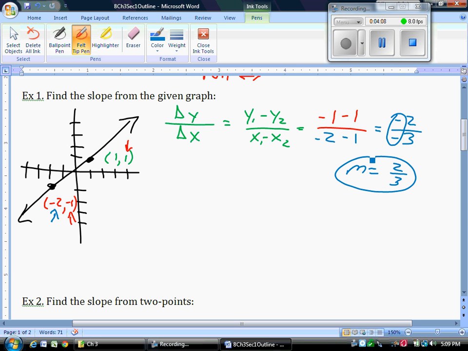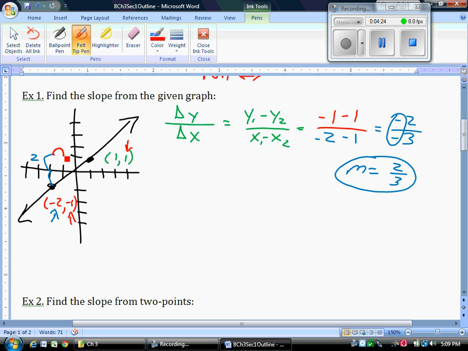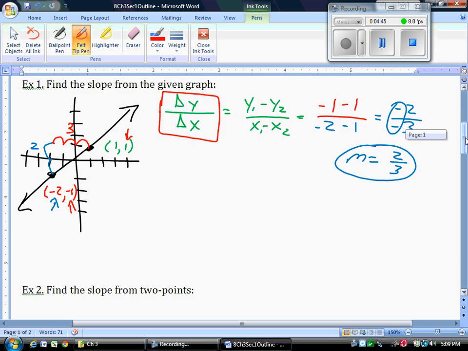Another way that you could have gotten this, and you can only do this from a graph, is by counting. I can start at this bottom point and count up 1, 2. That's the rise. Then count over 1, 2, 3. That's the run. That's another way that you can do it, by counting up and over from point to point. But I would rather us get used to using this formula, delta y over delta x, because that is going to work whether we have a graph or points or whatever. So that's how we find the slope from a graph.